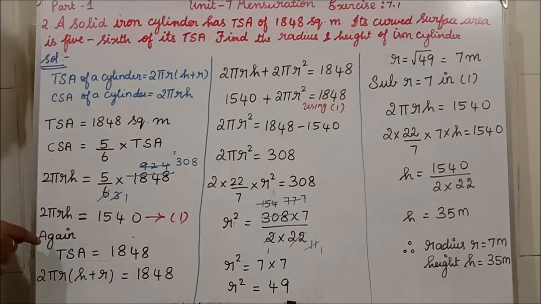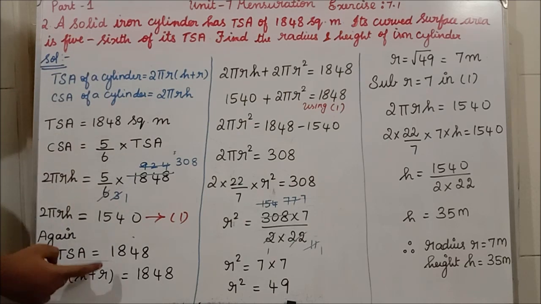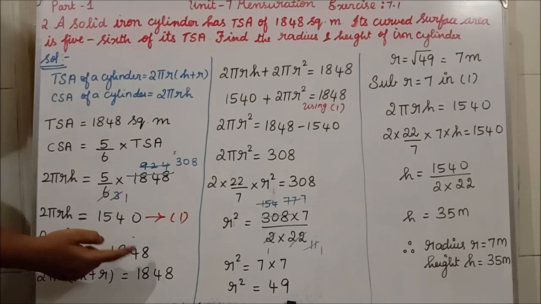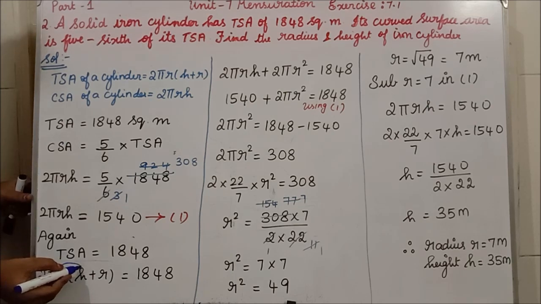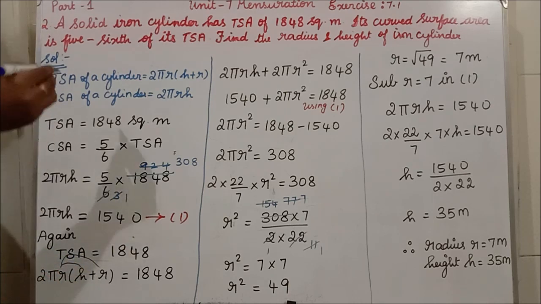Now this time I am substituting the TSA formula. What is the TSA formula? 2 pi r into h plus r is equal to 1848. Next step, if you see, I am taking the 2 pi r inside. So 2 pi r into h is 2 pi r h. 2 pi r into r is 2 pi r square.